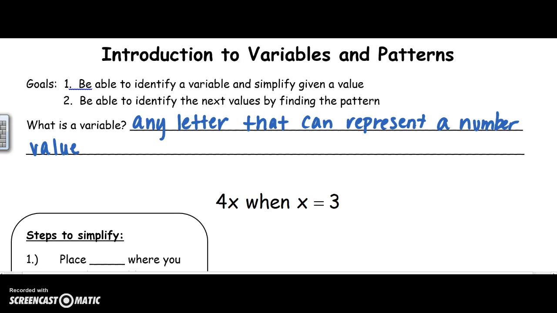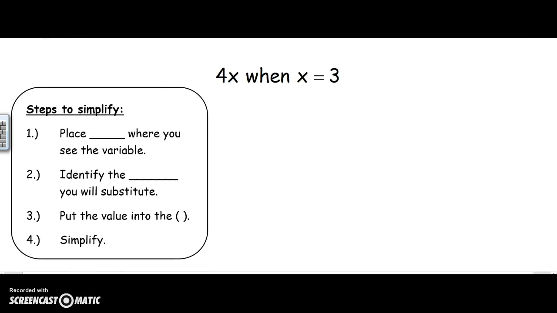So let's take a look at an example. We're going to simplify 4x when I give you the value of x is 3. So there's some steps to simplify. The first is to place parentheses where you see the variable. So when we rewrite this 4x, you're going to put parentheses instead of the x. So the x is now gone, and we're going to put something in there. The next step is to identify the value you will substitute, and that value is 3.